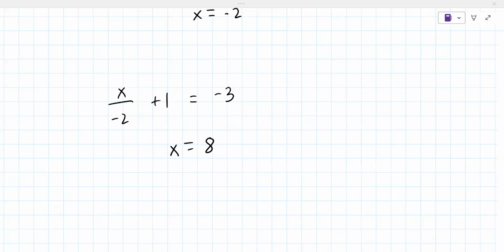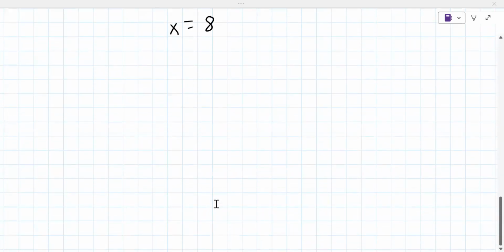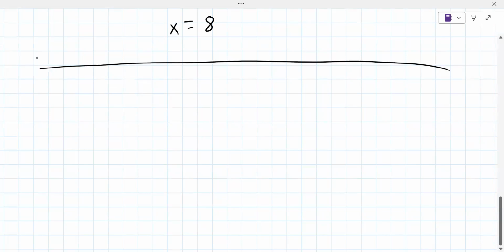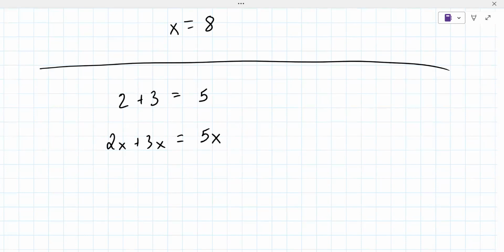Okay, before we get to that, a couple things we got to review here. Can you tell me, and this is going to seem silly, but what is 2 plus 3? 5. What is 2x plus 3x? 5x. Okay, very good. Just making sure. So one of the strategies in multi-step equations is to combine like terms before you start. I'm going to give you a couple examples of that.